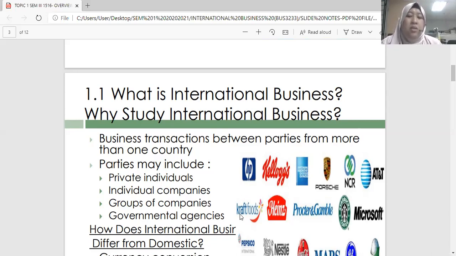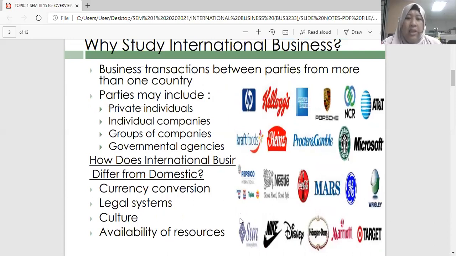When we're talking about how business differs from domestic, if you notice in my slide here, there are lots of brands, as you can see: HP, Hewlett Packard, Kellogg's, American Express, Porsche, Starbucks, Procter and Gamble, Kraft Foods, Heinz, PepsiCo, Nestle, Mars, Coca-Cola, Nike, Sun System, Disney, Haagen-Dazs, Marriott, Target, Wrigley, Microsoft, AT&T. So these are all brands of international business. According to research, almost 99 percent say that American-made products are conquering the world. But bear in mind, Malaysia is not missing out on this either, though we are still ongoing on that.